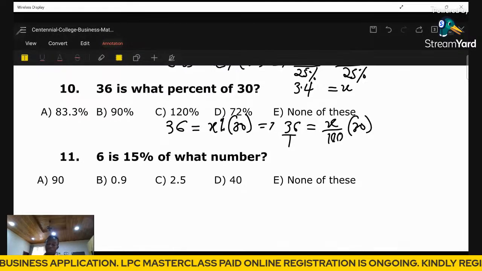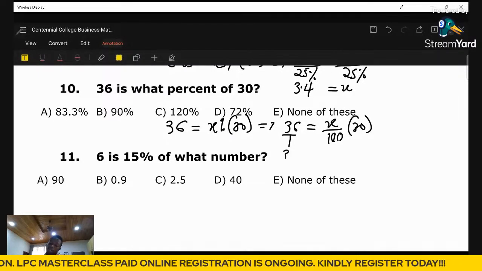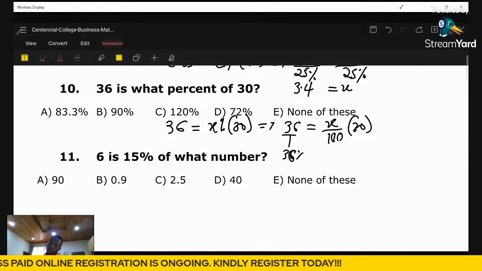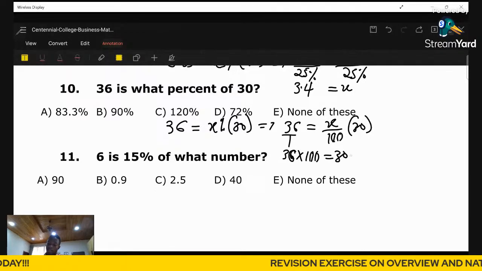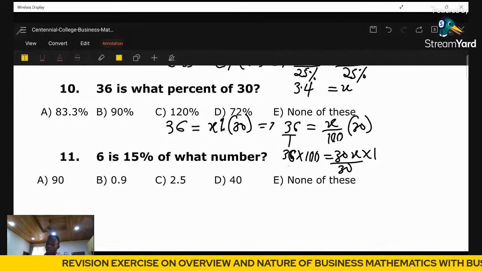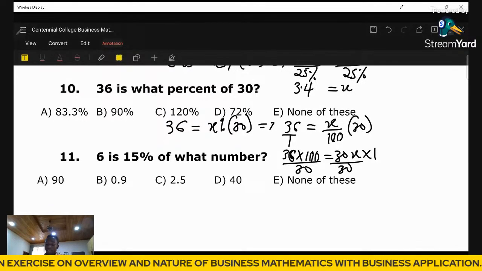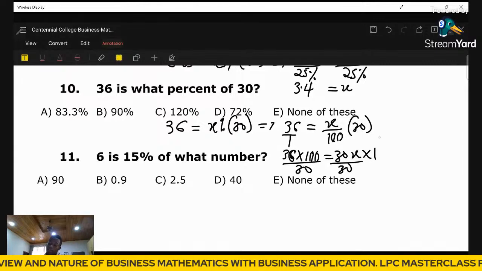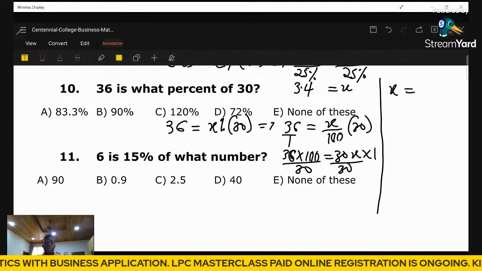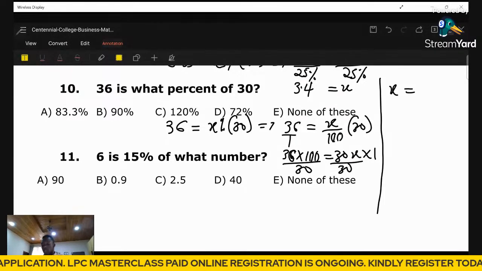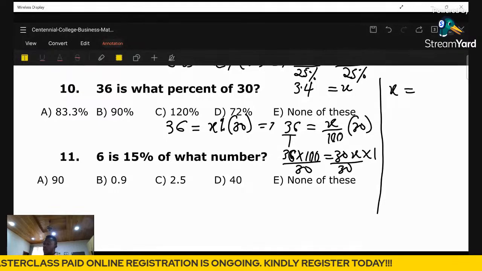Yes, same approach. So here we have 36 multiplying 100, and that should be equal to 30x multiplying 1. So here we divide both sides by 30. And what are we getting as x? So we have x equal to 36 multiplying 100, which gives 3,600. Divided by 30, I had my answer to be equal to 120.